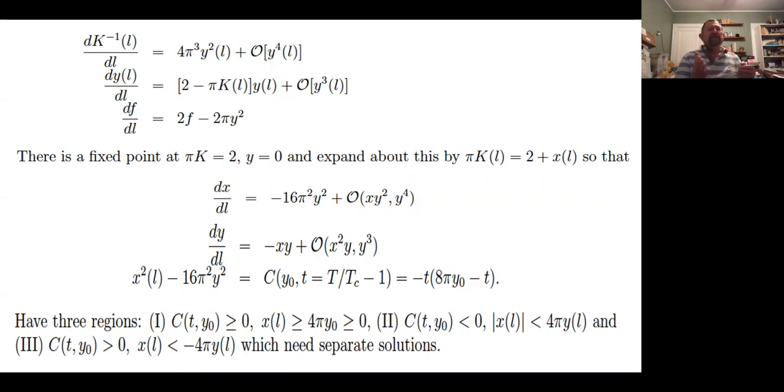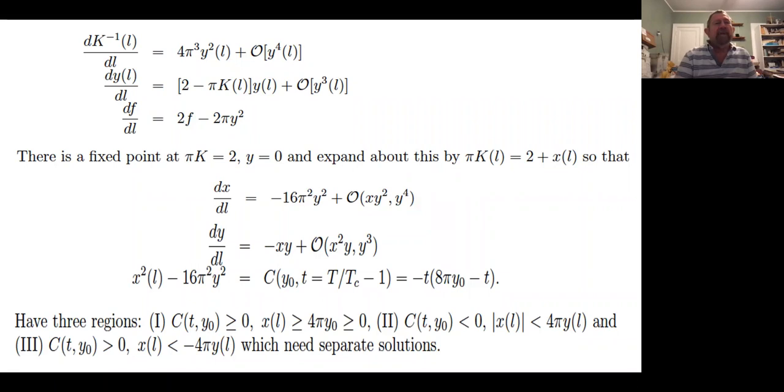And of course, they are easily soluble as long as the fugacity y is small enough. And as a bonus, we can also calculate how the free energy density, or the free energy per unit volume or unit area in this case, scales with this scaling parameter L as well. And we get dF by dL is equal to 2F, where 2 is the dimension d, minus this factor 2 pi times the square of the fugacity. And we'll come back to this equation later.